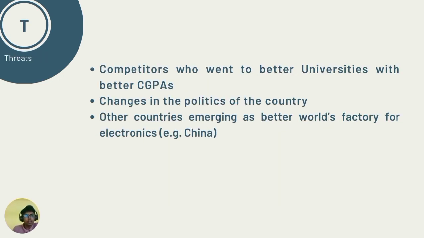So now let's look at the threats. The first threat is that the competitors could have gone to better universities and could have had better CGPAs than me. So when the employers look at the difference in CGPAs or the quality of the schools that we went to, maybe the other competitor might have a better chance at getting the job than I am. The second threat is the changes in the politics of the country.